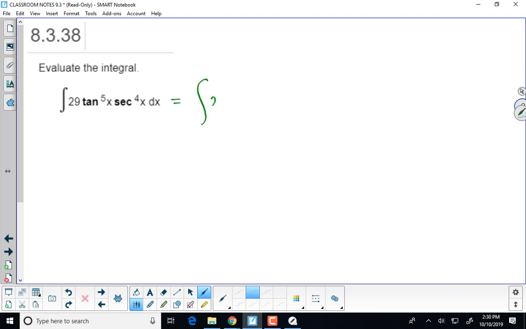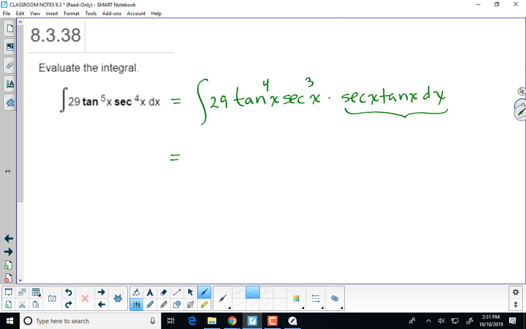So if I'm pulling off a sec tan, I'm going to be left with tan to the fourth, secant to the third, times secant tangent dx. So there's the differential. So we know that our goal is to let u be secant. That's our goal, because the derivative of secant is sec tan. So we want to have just secants over here. So that means we need to convert the tan to the fourth.